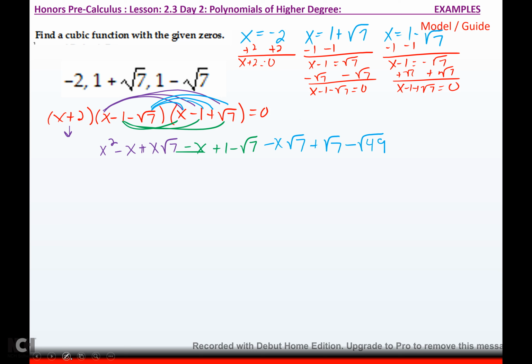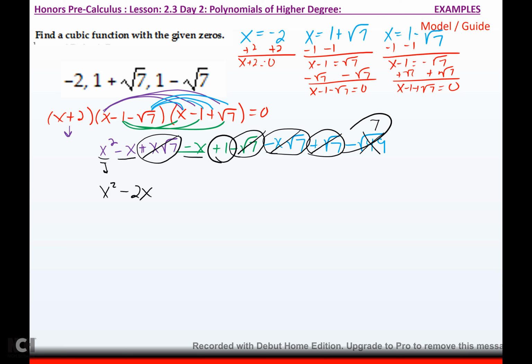So now if I clean this mess up, I don't have another second degree. If I look at my radicals, you see how I have a positive x square root of 7 and a negative x square root of 7? They cancel. If I have a negative square root of 7 and a positive square root of 7, they cancel. Okay? And then the radical that's left is going to be perfect. It has to be. The square root of 49 is 7. So I have x squared minus x minus x is minus 2x. And a positive 1 and a minus 7 is negative 6.